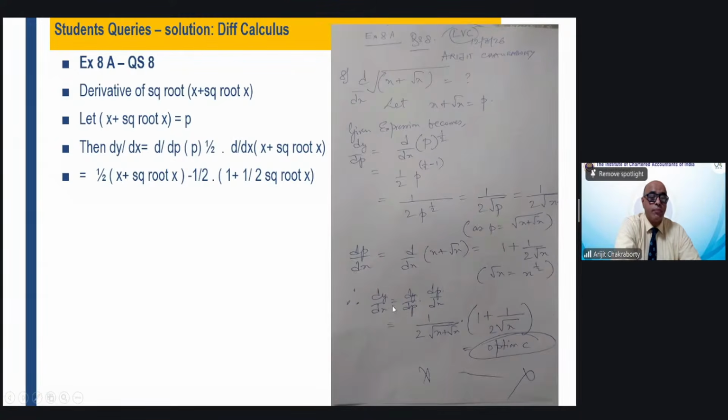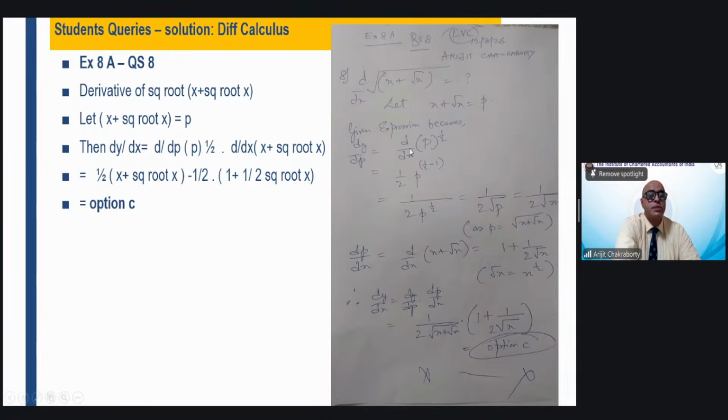So therefore, dy by dx is dy by dp into dp by dx, which you can see is 1 by 2 divided by square root of x plus root x multiplied by 1 plus 1 by 2 root x. So option C, out of the 4 given options, is the right answer. So this is the first question which was sent as a query, and please note that this is the solution.